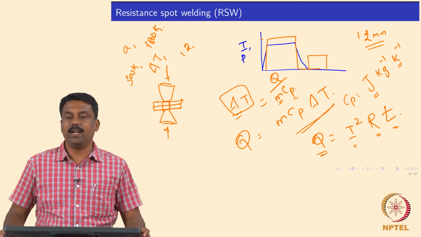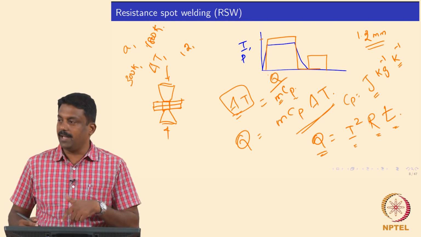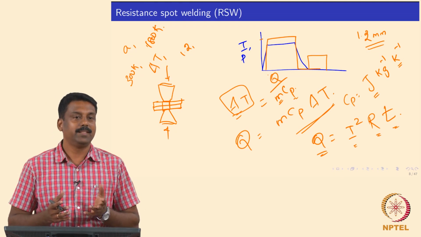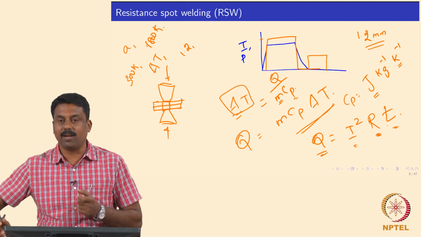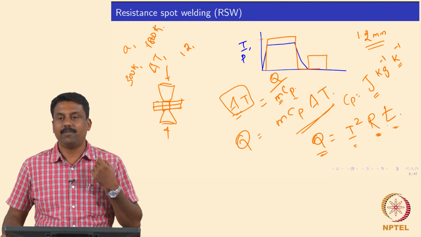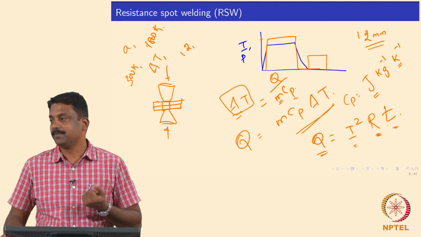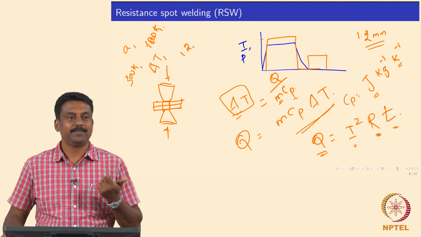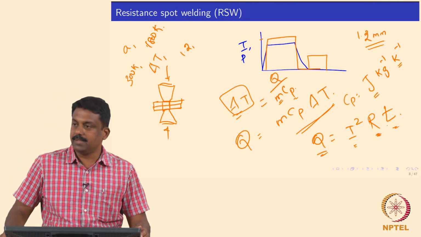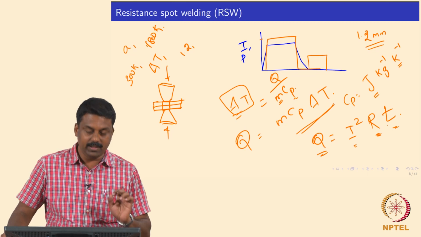So, once you know the amount of Q that is needed, then we can back calculate what current you want to use. We know the contact resistance. Once you know the contact resistance, then as a function of time you can get the current. It's clear? So, this is how we develop the welding parameters to get a required weld nugget diameter.